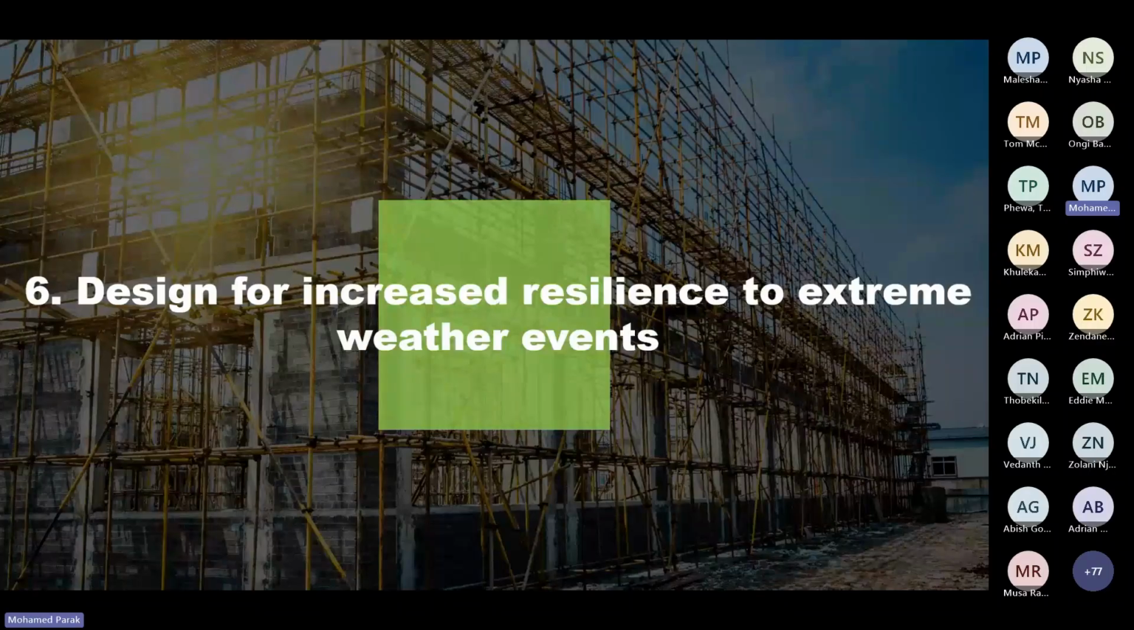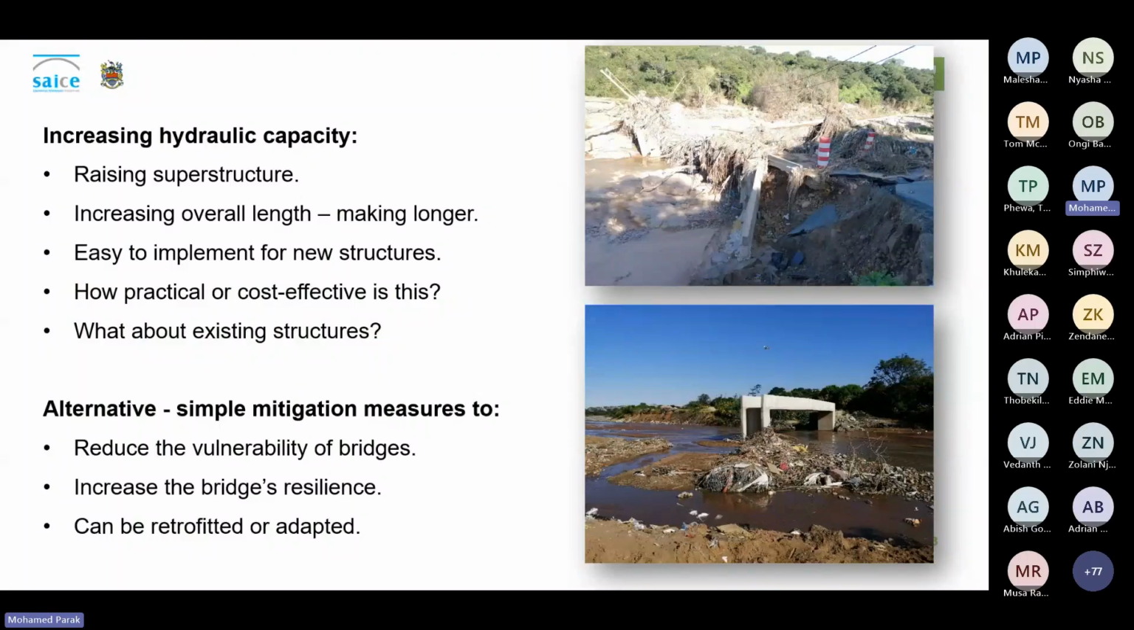So now, how do we design and repair this bridge and improve its resilience to extreme weather events for the future? These are just some general thoughts, but of course, the most obvious one would be to increase its hydraulic capacity. This could entail raising the superstructure, so building it at a higher level, or making it longer, increasing its overall length. While these are easy to implement for new structures, how do you do this for existing structures? Also, how practical or cost-effective is this?